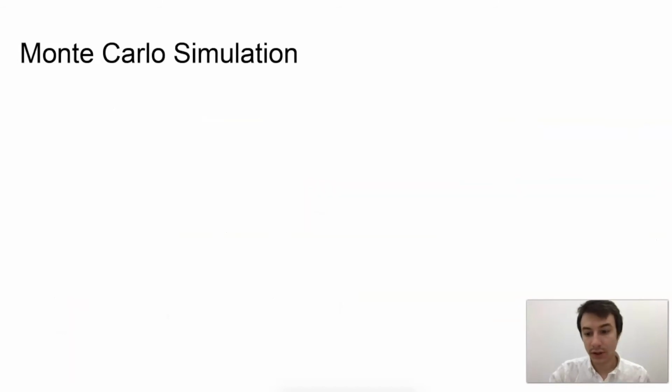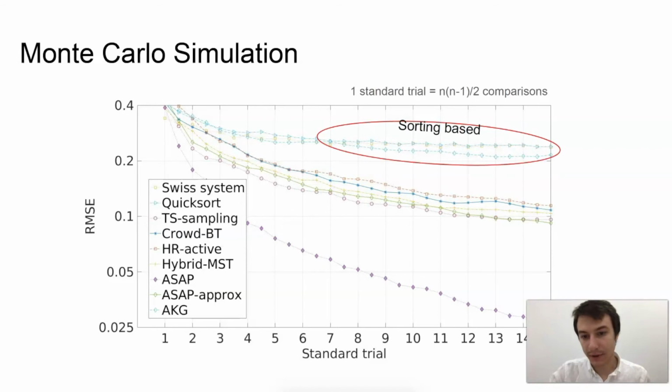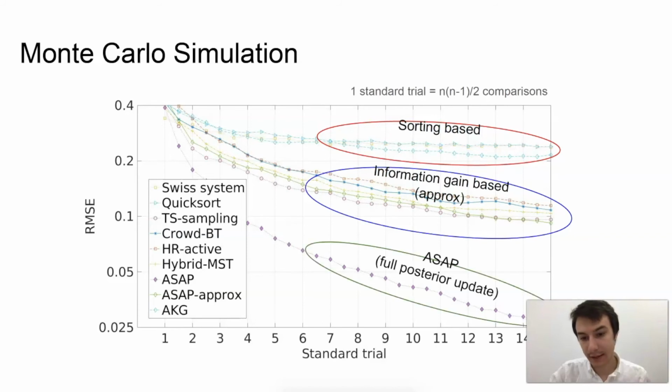We run the Monte Carlo simulation to figure out what methods perform the best. Here, on the y-axis, we plot RMSE, root mean squared error, and on the x-axis, we show the number of comparisons performed so far. Here we can see three distinct classes of methods. Sorting-based methods that perform the worst, then methods based on the approximate inference of the scale, and then ASAP, with the full posterior update performing the best.